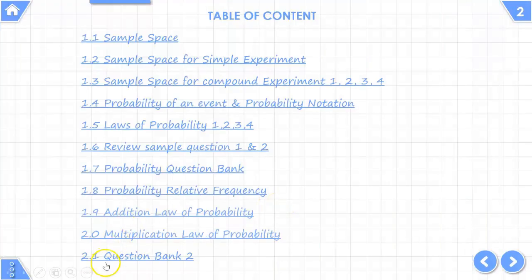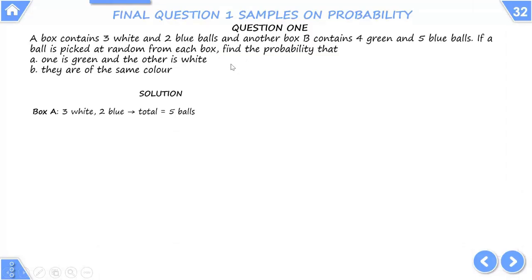We have our final questions that we have to tackle. So these are the final questions. Question number 1. A box contains 3 white, 2 blue, and another box contains 4 green, 5 blue balls. If a ball is picked at random from the box, find the probability that A, one is green and the other is white. B, they are of the same color.